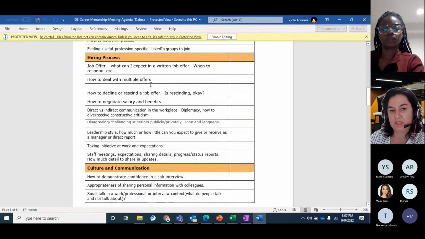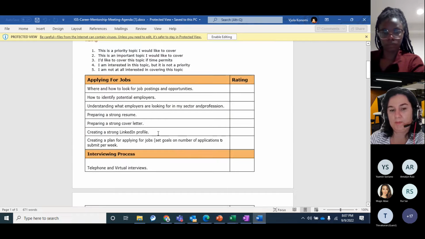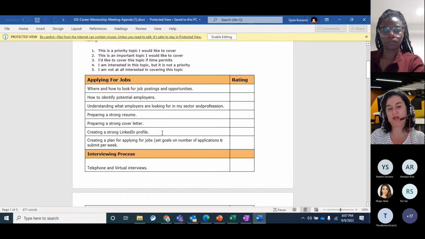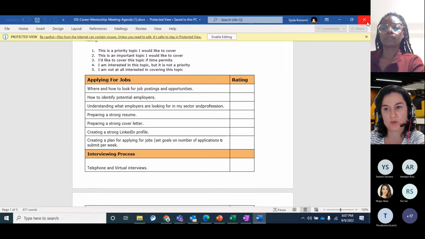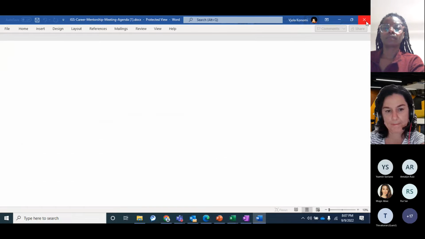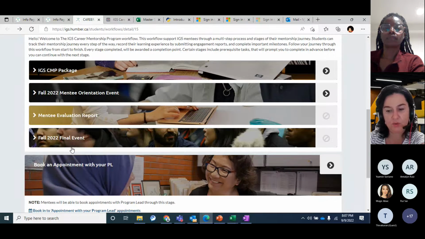This is just for your reference, this specific section of your needs assessment tool. It's to help you identify some of the most important topics that usually come up in this type of mentorship relationship. But feel free to add any other topic that may be important for you to discuss with your mentor. So this is the meeting agenda and how you can access it through the workflow.